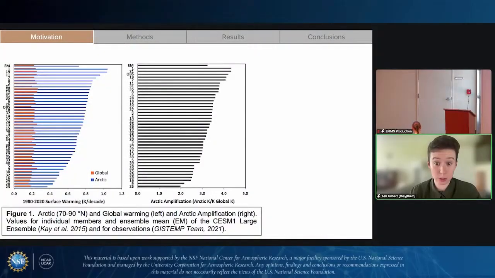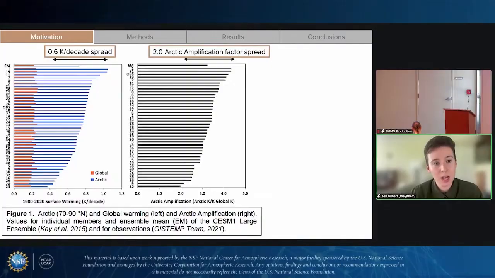And here we can see that the decadal global and Arctic temperature trends from this ensemble show a large 0.6 degree Kelvin per decade spread amongst the ensemble members, and spread in the Arctic amplification factor of 2. This ensemble does capture the observed Arctic warming and Arctic amplification factor, but knowing that this climate model has so much internal variability adds irreducible uncertainty to our predictions of Arctic climate. So we need to understand the internal variability of the Arctic climate system better.